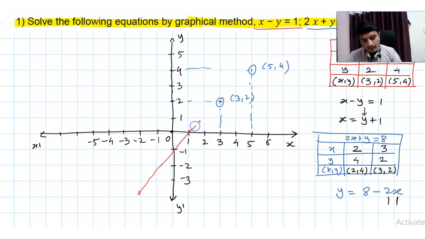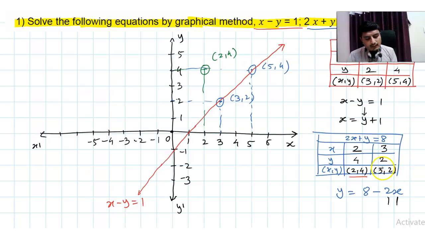And let us try to put the equation of that line. We have x minus y equals 1. Now the next line we have 2x plus y equals 8. (2, 4) is the first point lying on that line. So 2 from the x-axis and 4 from the y-axis, we have the point of intersection (2, 4).